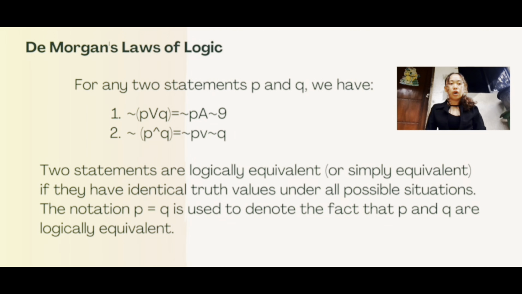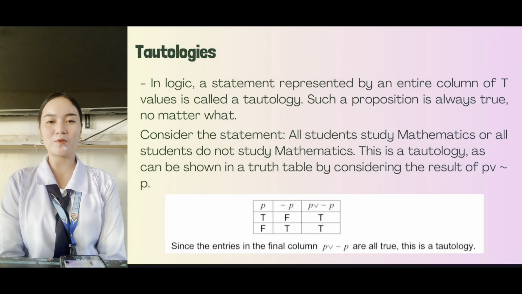Next is the second law, the negation of a conjunction statement: not (P and Q) equals not P or not Q. Meaning to say, if you negate the statement P and Q, it is equivalent to saying not P or not Q.